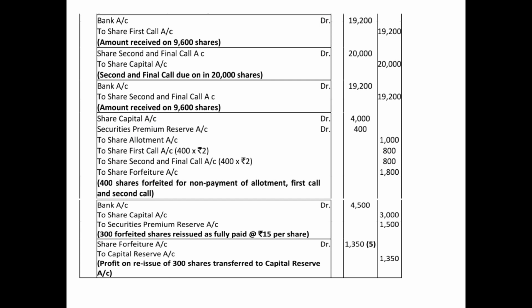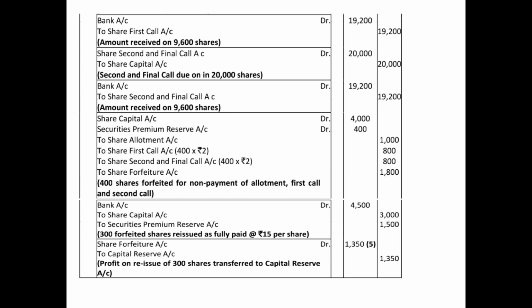Then after this, since these 300 shares are reissued, and no doubt these are not reissued at a loss, the amount of these 300 shares which is lying in the share forfeiture account needs to be transferred to the capital reserve, which will come to 1350. So share forfeiture account debited to capital reserve account 1350.